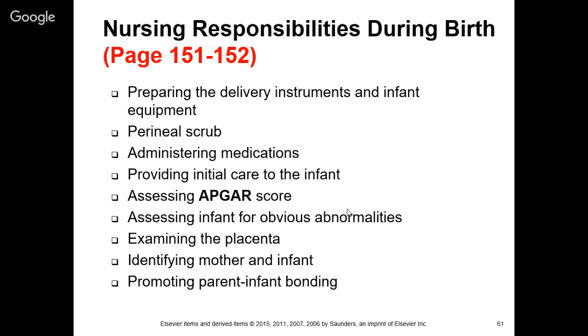Be prepared to assess the APGAR score, and this is something that you need to know. You're going to assess the infant for obvious abnormalities. You're going to examine the placenta, and you're going to identify the mother and infant. You're going to provide ID bracelets for them, and you're going to encourage parent-infant bonding, skin to skin.